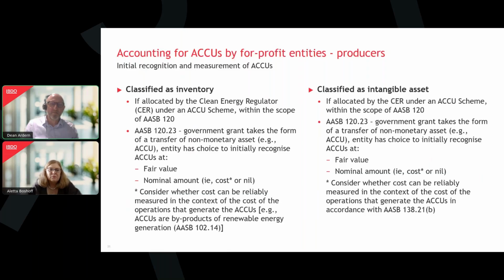If we concentrate on the left-hand side of the screen, it's classified as an inventory. If it's been allocated by the Clean Energy Regulator, let's assume I can generate ACCUs because I've got a piece of land that's set aside as a carbon sink. Now I'm generating ACCUs from that land. It's within the scope, and I'm for profit. It's within the scope of AASB 120. There's a standard that talks about government assistance and government grants. It's applicable to for-profit entities, so I'm dealing with 120. So I'm in the right standard. I'm thinking about the right thing.